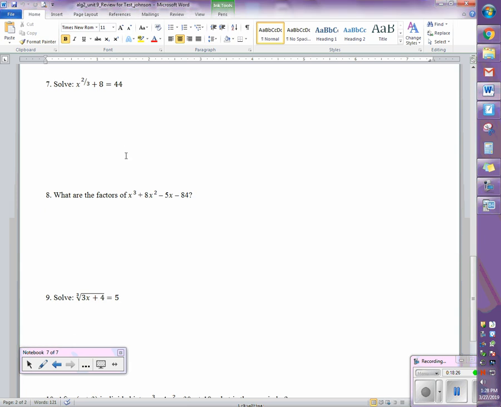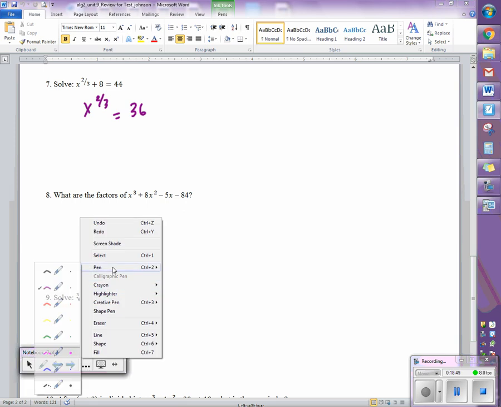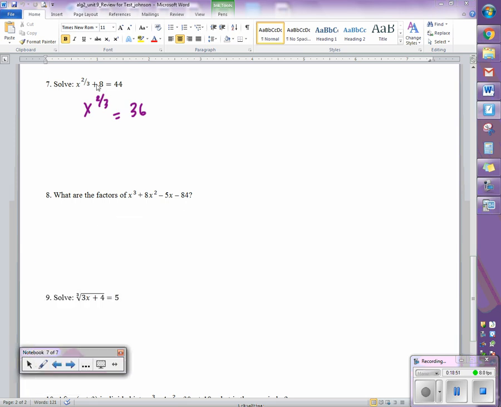All right, so we're going to solve x to the 2/3 power plus 8 equals 44. If approached with a question like this, the first thing you must do is get the x term by itself. So I'm going to subtract 8 from both sides. That would leave me with x to the 2/3 is equal to 36. I then, again, use the reciprocal power to get x by itself, which would be 3/2.